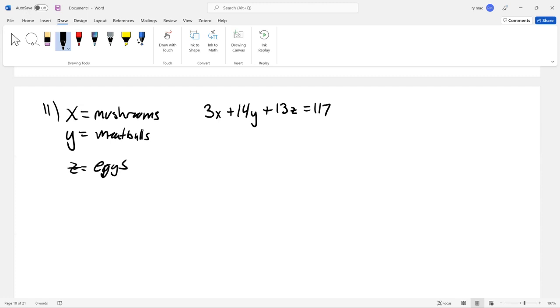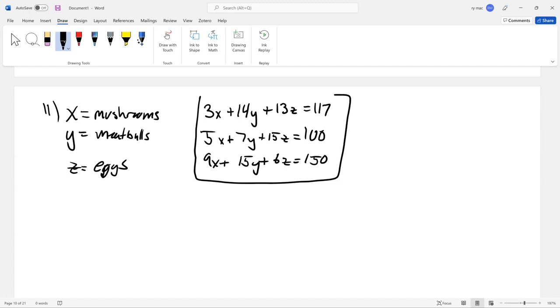So now I kind of repeat the process for the next. So with regards to fat, there's 5 in the mushrooms, 7 in the meatballs, and 15 in the deviled eggs. And that has to equal 100. Then the next one, there's 9 grams of carbohydrates in the mushrooms, 15 in the meatballs, and 6 in the deviled eggs. And that has to equal 150. And that is your system of equations.